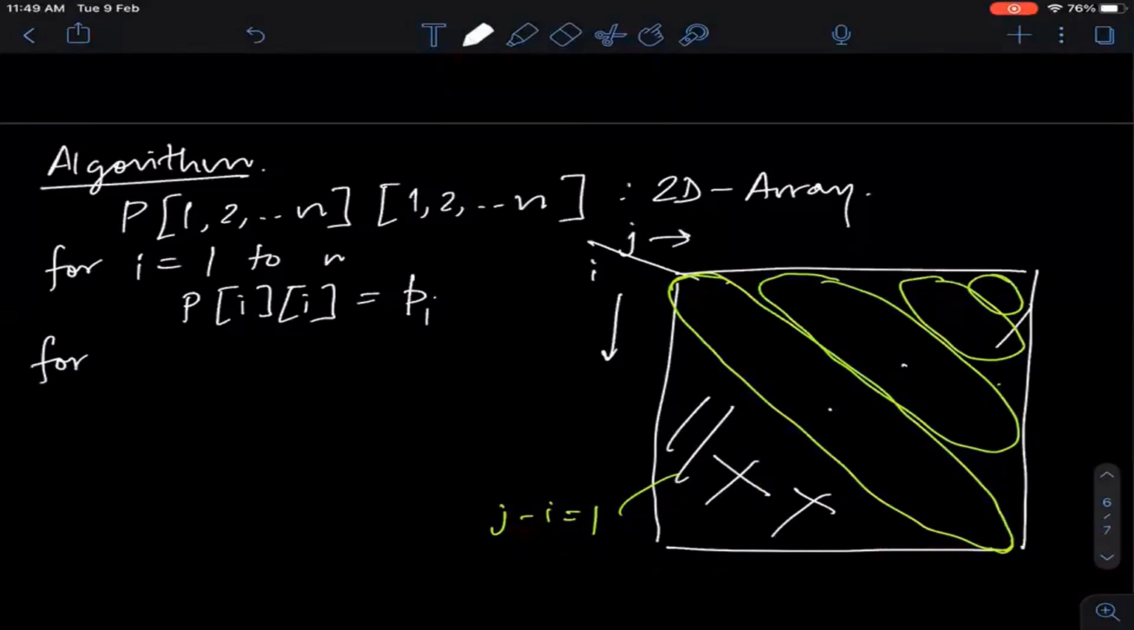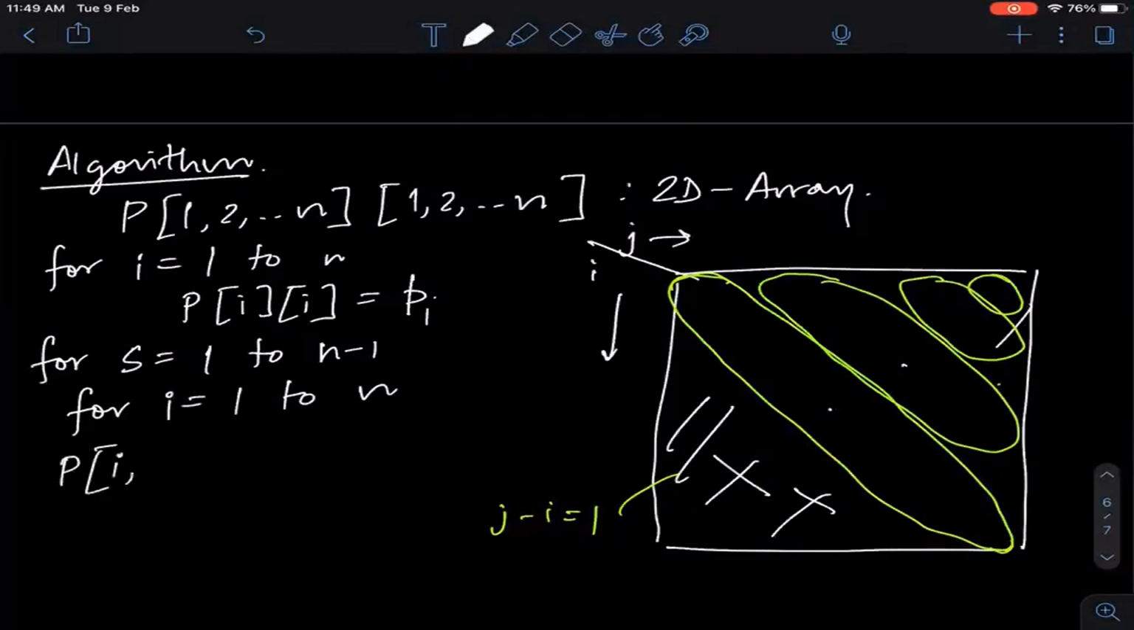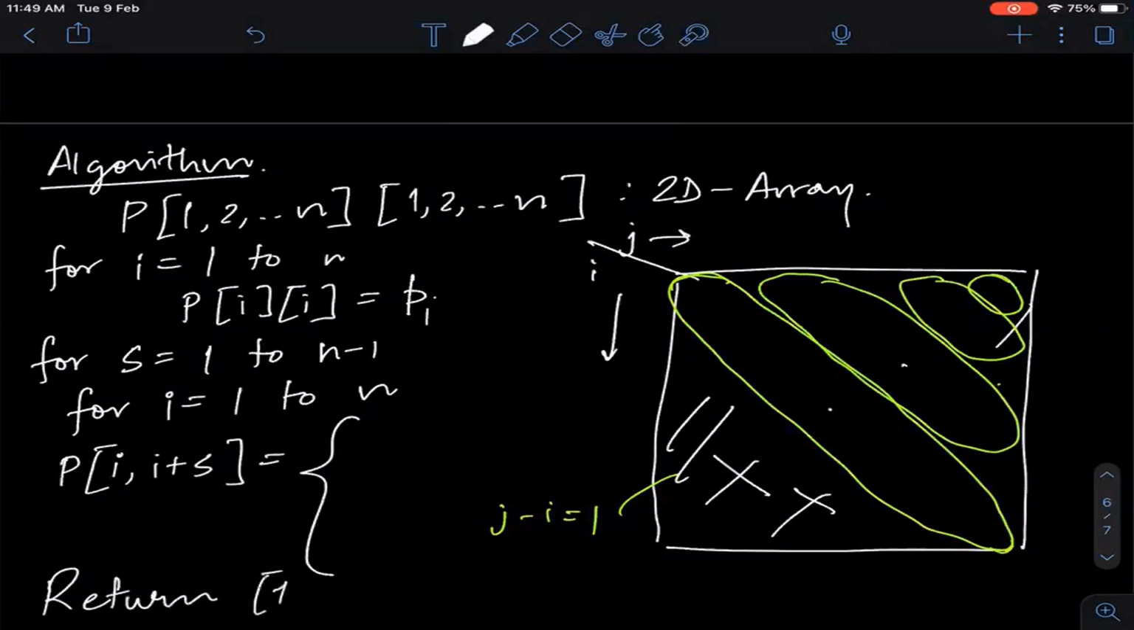So for s equal to, let's say, 1 to n minus 1, and for i equals to 1 to n, so please correct me if I'm wrong, just P[i, i + s] is, yeah, so this is just the recurrence. So I'm not writing this, and eventually you have to return P[1, n]. Okay, good.